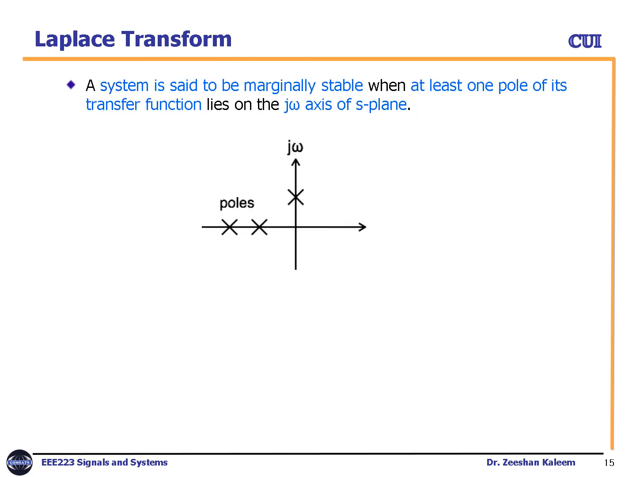Third one, a system is called marginally stable when at least one pole of its transfer function lies on the j omega axis, like this one, right? It means that it has only a complex number, not a real number. So whenever you have a pole here, it means that the system is marginally stable. So these were the benefits of using poles and zeros, right? You can judge the stability and causality of the system.